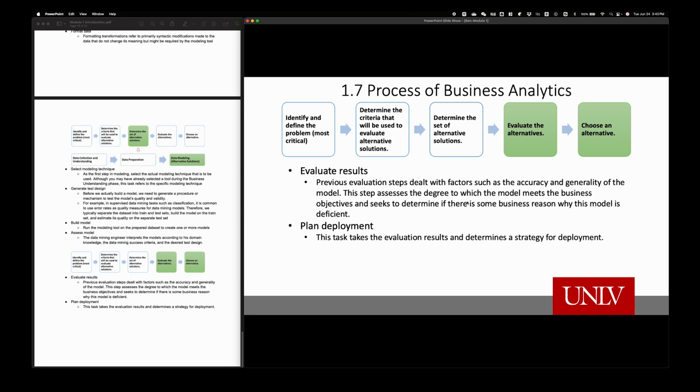So in summary, the process of business analytics bridges decision-making logic with data mining techniques. It helps transform raw data into valuable insights and drive smarter business decisions.